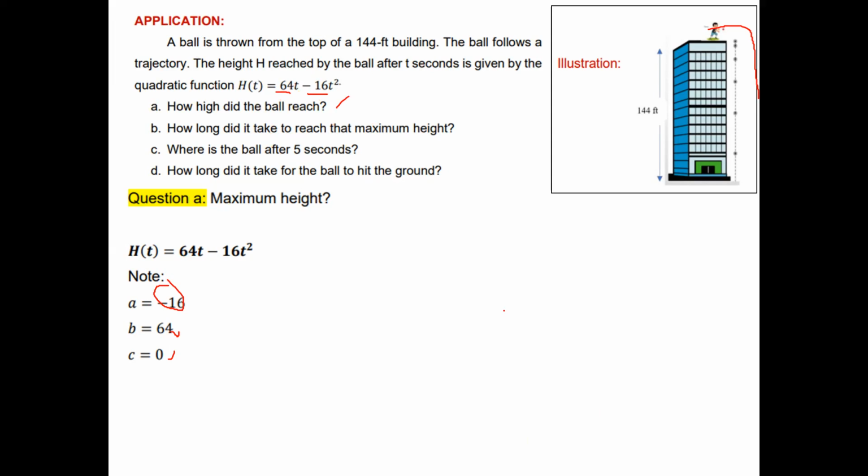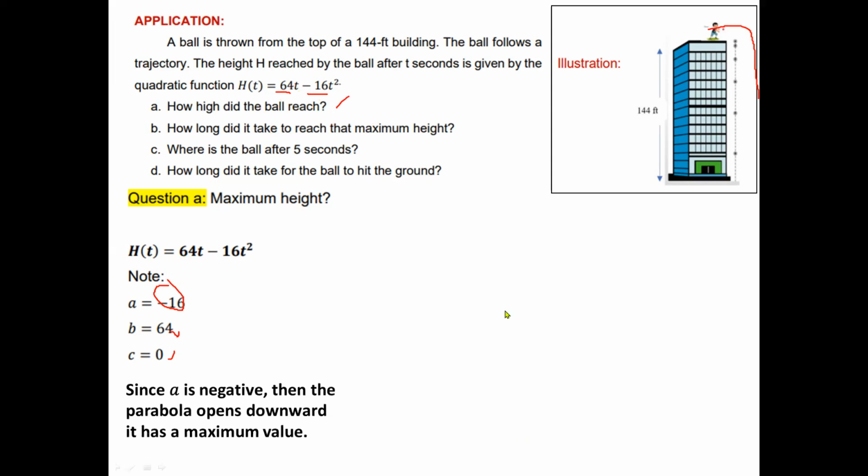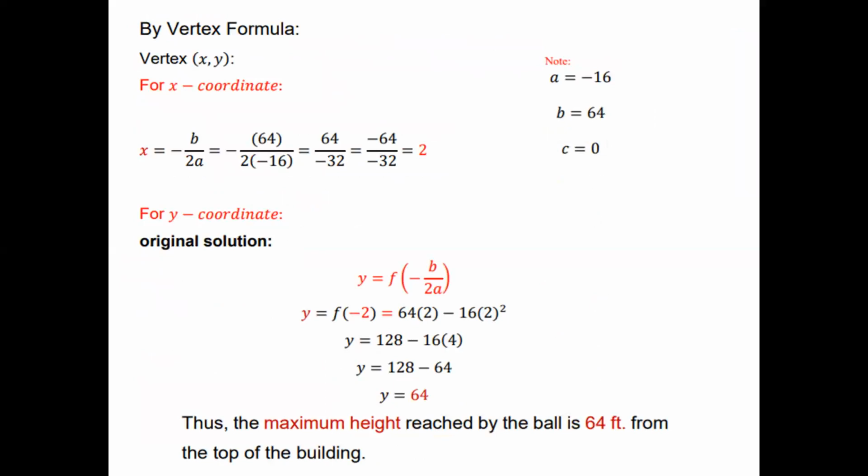So, I'll show you. Since a is negative, then the parabola opens downward. It has a maximum value. We can then actually calculate for the vertex. At ayan yan. So, kinompute ko yung x at saka yung y. Ang nakuha ko sa y is 64. So, ibig sabihin, may maximum height na tayo.